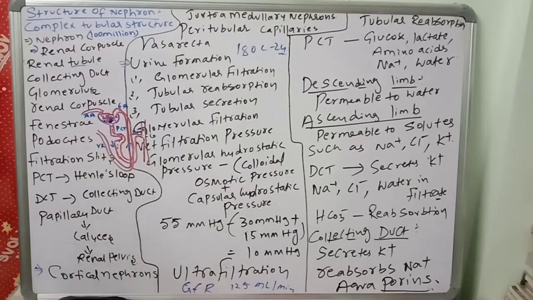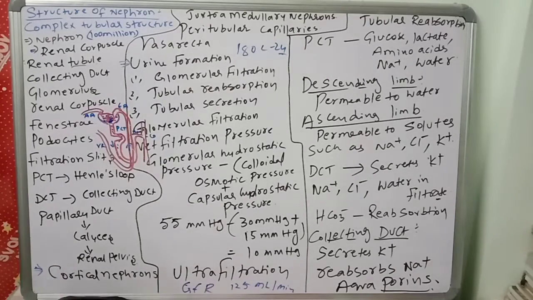Now come to the collecting duct. What is the function of the collecting duct? This is important. The collecting duct is permeable to water, secretes potassium, and reabsorbs sodium to produce concentrated urine. That is important. The change in permeability to water is due to the presence of a number of water permeable channels called aquaporins.